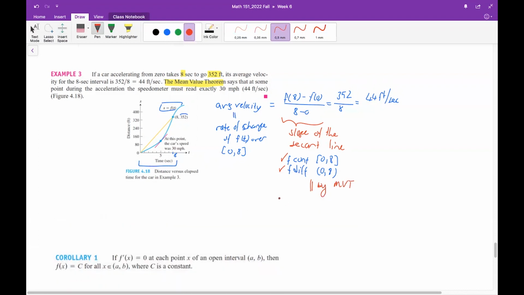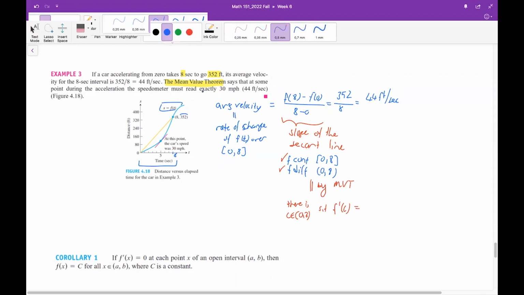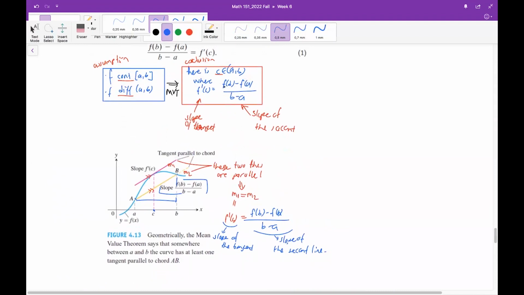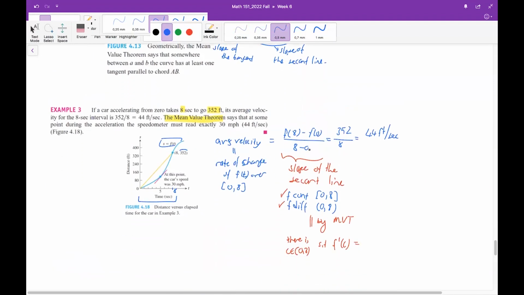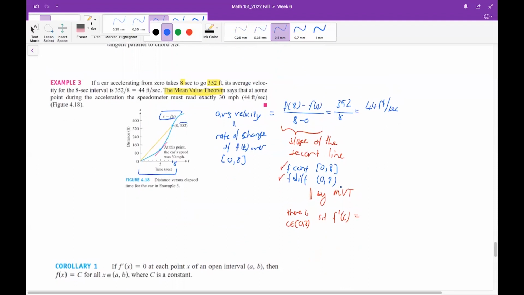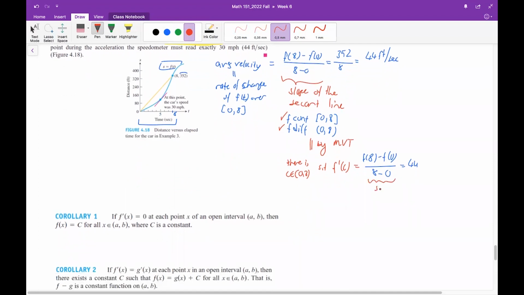There is a number c between 0 and 8 such that f of c is given by, I am applying this part now, f of c is this slope of the second line, which we have computed over here already. So f of c is f of 8 over 8 minus 0, which is the slope of the second line.